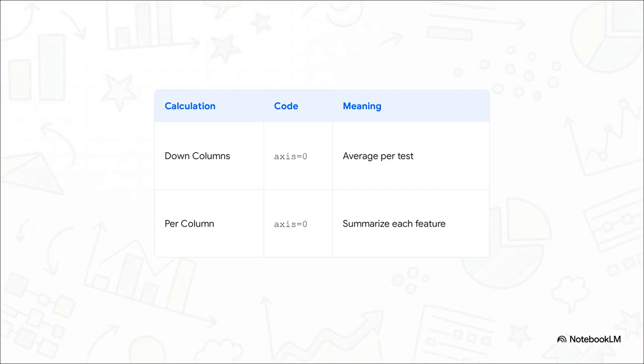When we say axis equals 0, we're telling NumPy to do its calculation down the columns. It kind of squashes the rows together, calculating the mean for the first column, then the second, and so on.